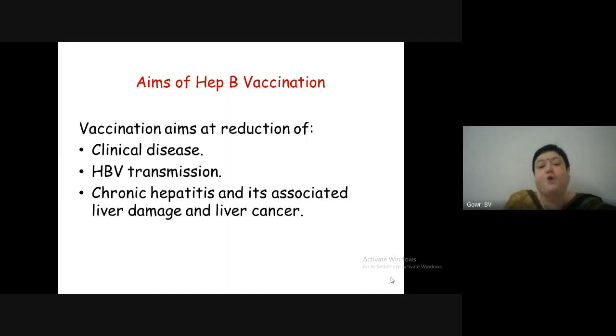So I repeat, vaccination aims at reduction of clinical disease, hepatitis B virus transmission, and of course chronic hepatitis and its associated liver damage and liver cancer. These are the aims of hepatitis B vaccination.